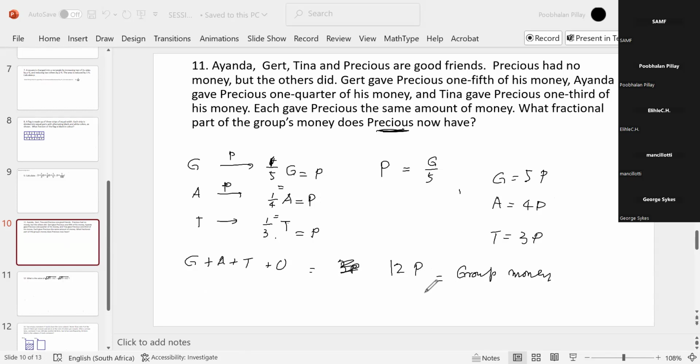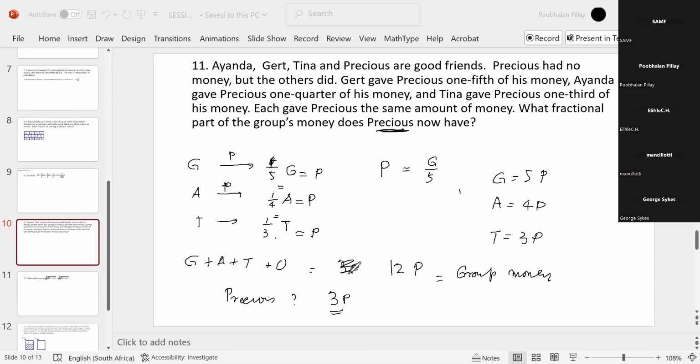So what happens to P now? How much money does P have? Let's put Precious. How much money does she have? Well, each of them gave a P, so she's got 3P. That's so important. You have to understand this problem quite nicely because she received P from each one of them.